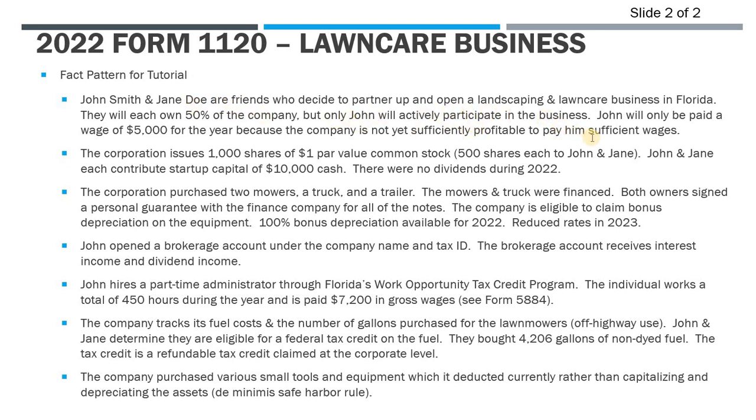Their friends decide to partner up and open a landscaping and lawn care business, right? So they're each going to own 50% of the company, but only John is going to be actively participating in the business. Jane is going to be involved, but more in a board member type role where she'll consult with John a little bit here and there, but he's going to be the one that's in the weeds, so to speak, actually running the business.